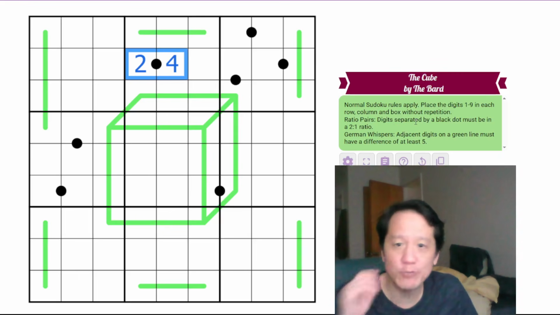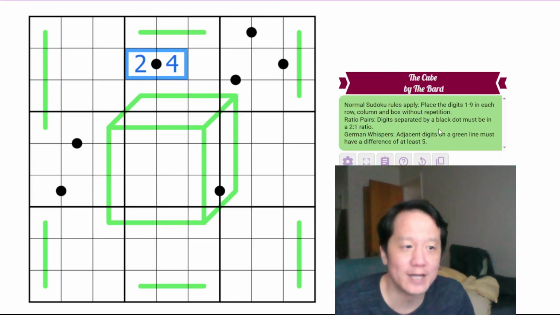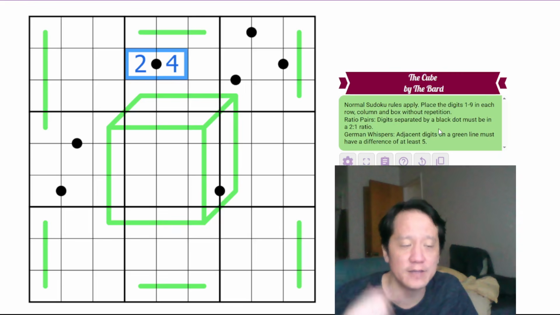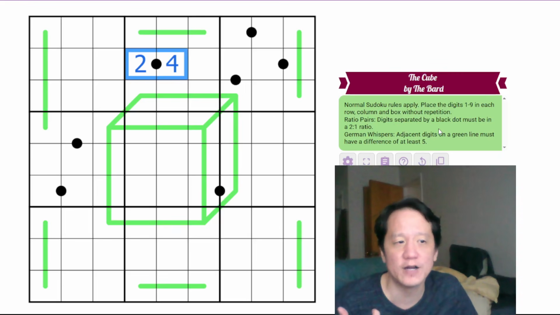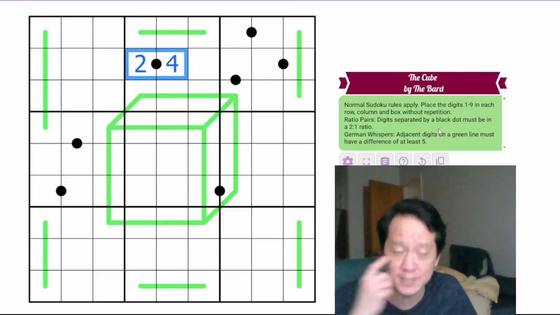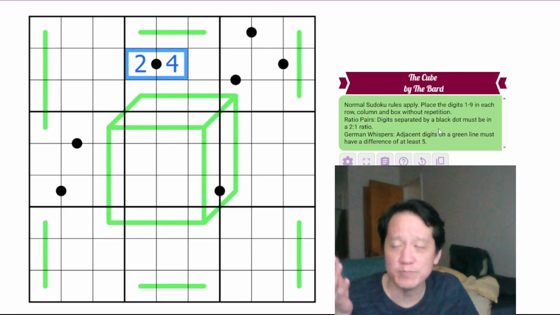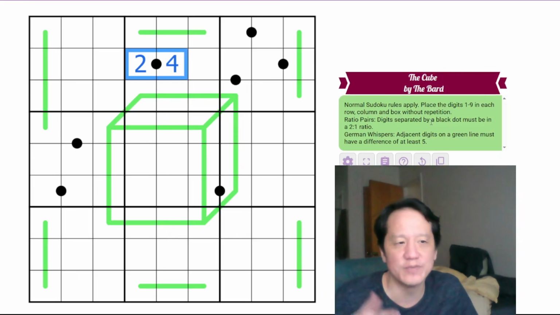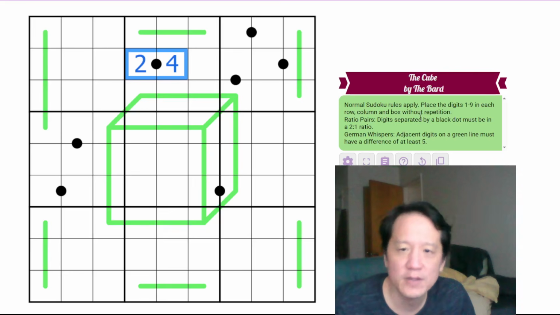And finally, we have German whispers, or as I like to call them, whisper 5 lines. The name that I use, whisper 5, was created by a setter, and I thought it made a lot of sense because it's very easily extendable. So know that when I say whisper 5, it's the same thing as German whisper lines.